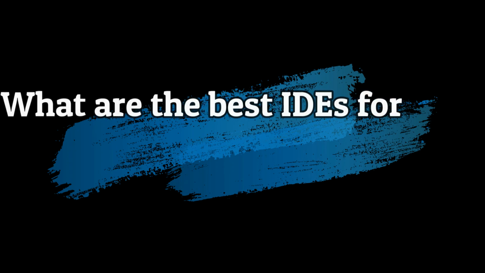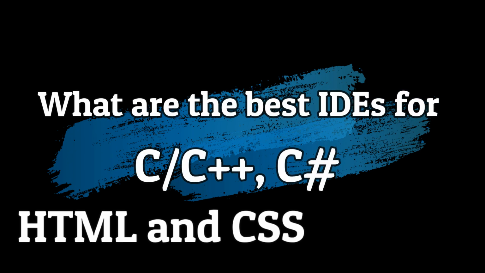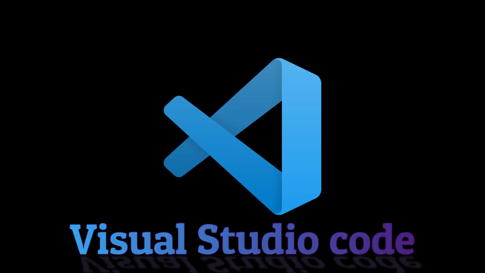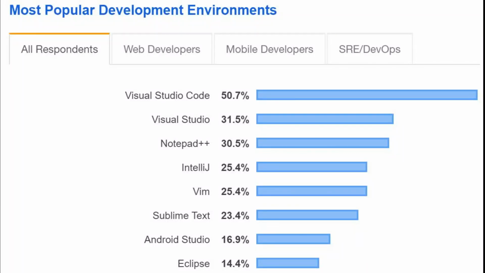What are the best IDEs for C, C++, C#, HTML, and CSS programming languages? Visual Studio and Visual Studio Code are the most popular IDEs used by more than 50% of developers in the 2019 Stack Overflow Developer Survey.